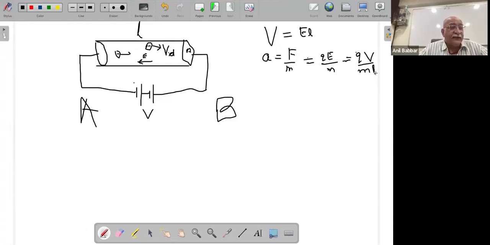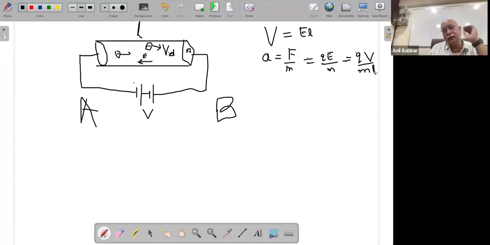The potential difference of the battery does not provide an accelerated motion to the electrons, but simply gives them a drift. That is a small constant velocity, of the order of a few millimeters per second, along the length of the wire but opposite to the electric field. So this average velocity is called the drift velocity of the electrons.